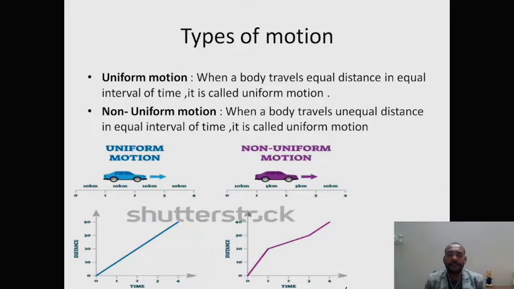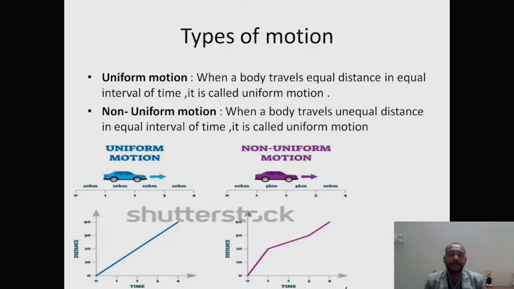Now, types of motion. There are two types of motion. First one is uniform motion and second is non-uniform motion. In uniform motion, the object travels equal distance in equal intervals of time. But in non-uniform motion, a body travels unequal distance in equal intervals of time. From this example we can look at each unit interval of time. In uniform motion, the blue car is traveling 10 kilometer, while in non-uniform motion, the purple car is traveling non-uniform distance in equal intervals of time.